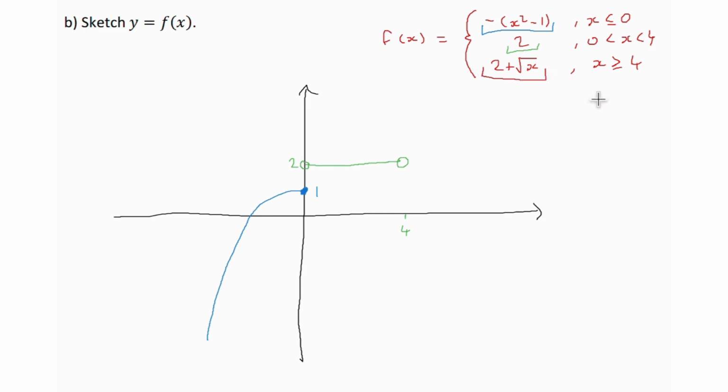Finally, 2 plus root x. So let's start at the beginning. When x is 4, it is equal to 2 plus 2, which is 4. So it's going to start at 4, and it includes that value at 4. And it's a radical function, so it's going to come up and have this sort of general look. So we get this graph here, this function, which is made up of 3 distinct parts. It is still a function because it passes the vertical line test at all points. At this point here, it's perfectly defined as 1, and at this point here, it's defined as 4 because of the hollow circles.